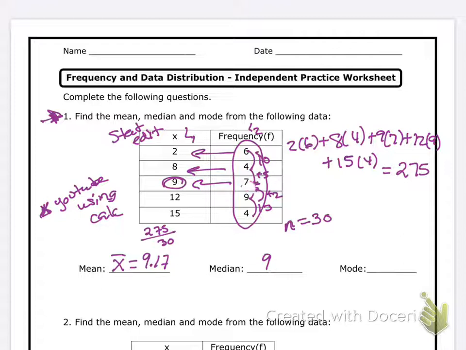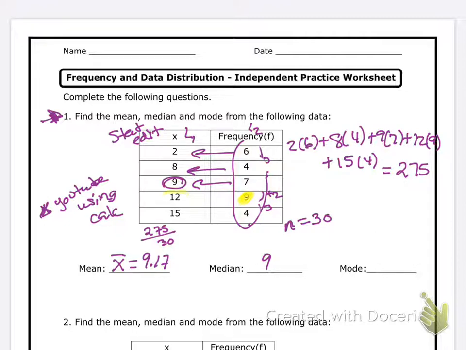Mode, your calculator doesn't give the mode. At least my old school one doesn't. I don't know if your new ones do. But it's just the one that occurs the most. So what number here is the biggest? 6, 4, 7, 9, 4. 9 is the biggest number.